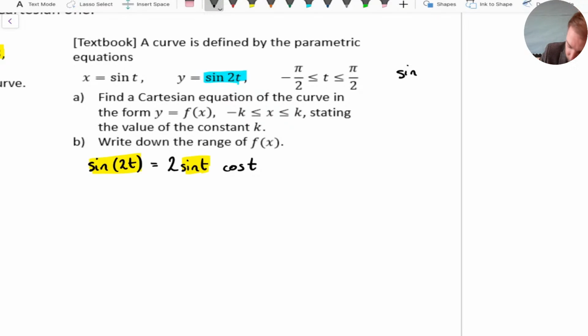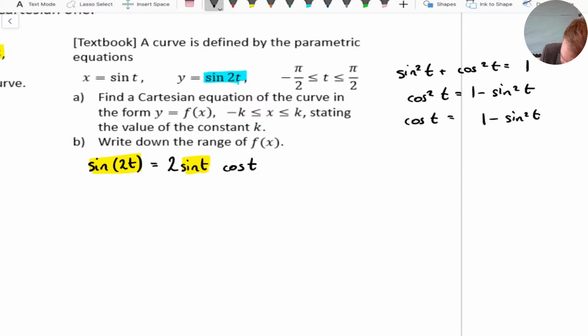This is very common, by the way. Sine squared t plus cos squared t is equal to 1. So if I want to write cos in terms of sine, I'm going to go cos squared t is equal to 1 minus sine squared t, and then cos of t is equal to 1 minus sine squared t, all square rooted. So if you've got something in terms of sine and cos, but you don't know what cos is, you can always write sine in terms of cos or cos in terms of sine using this technique.